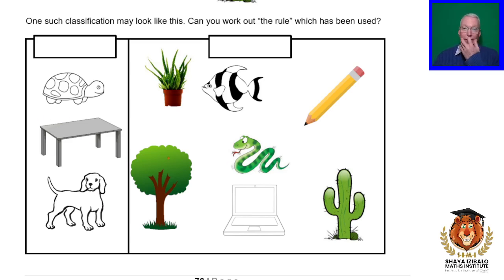Well, the rule that I've used here is that all these things have 4 legs. A table has 4 legs, a tortoise has 4 legs, and a dog has 4 legs. These things don't have 4 legs.